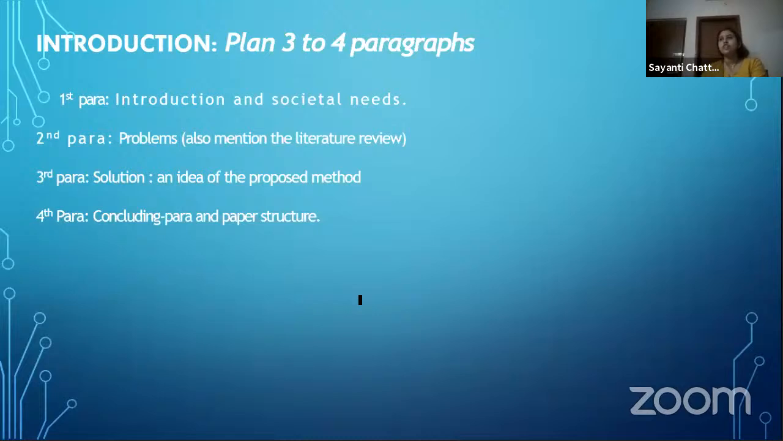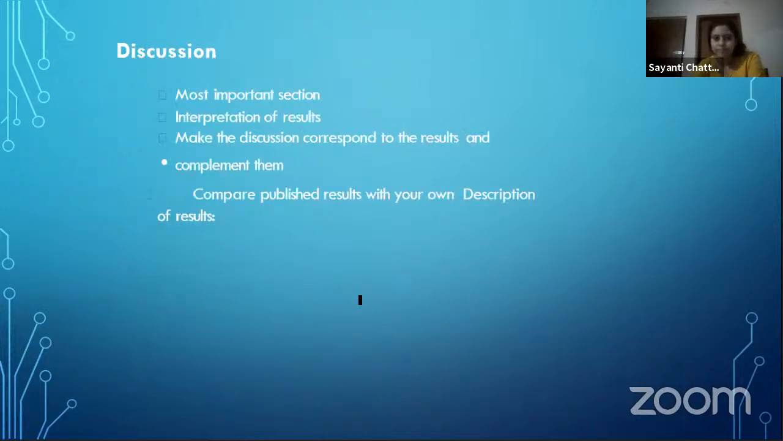In section 2, we discussed the mathematical model. In section 3, we discussed the methodology. In section 4, the results. So like this, you should write the paper structure in the fourth paragraph. You can make it five or six paragraphs, but these four paragraphs should be present in your paper.